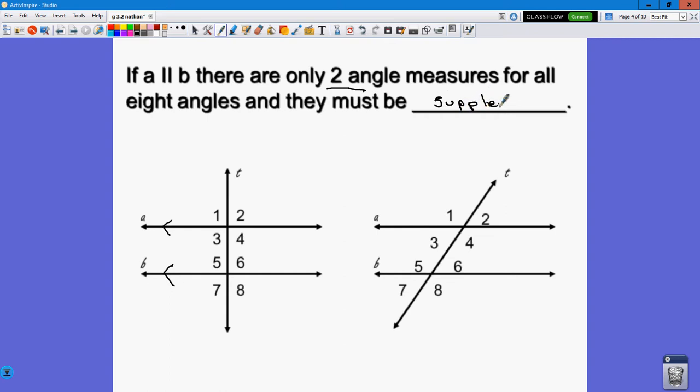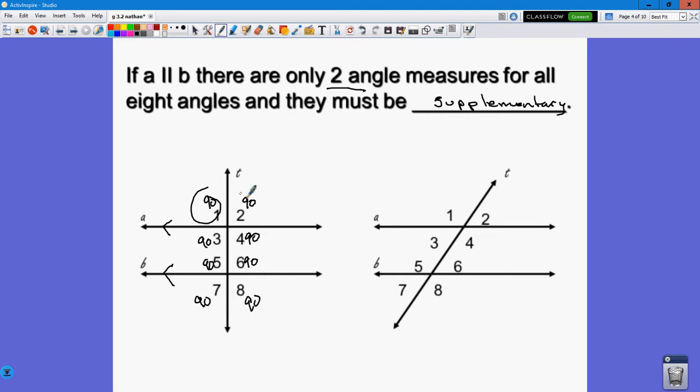Supplementary. If I told you angle 1 was 90 degrees, angle 2 is also going to be what? 90 degrees. In fact, all of these would be what? 90 degrees.